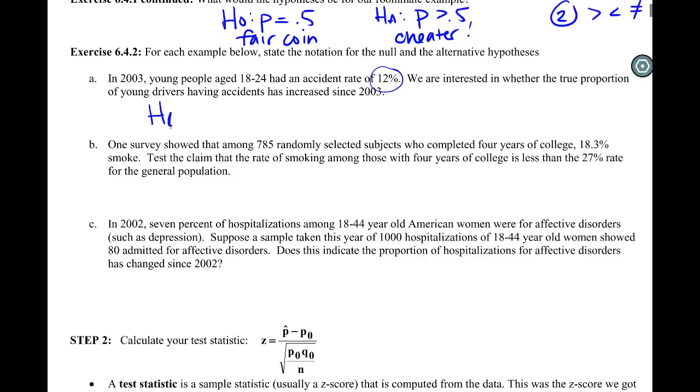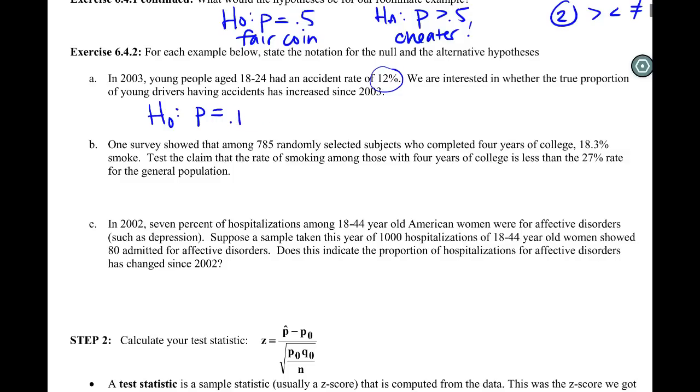Oops, that should be a null. Either the proportion now in 2017 is the same, this should be a colon, sorry, as it was in 2003. We always need to have our equals in the null hypothesis. In fact, the first thing you can write down is all of this, because that's never ever going to change.